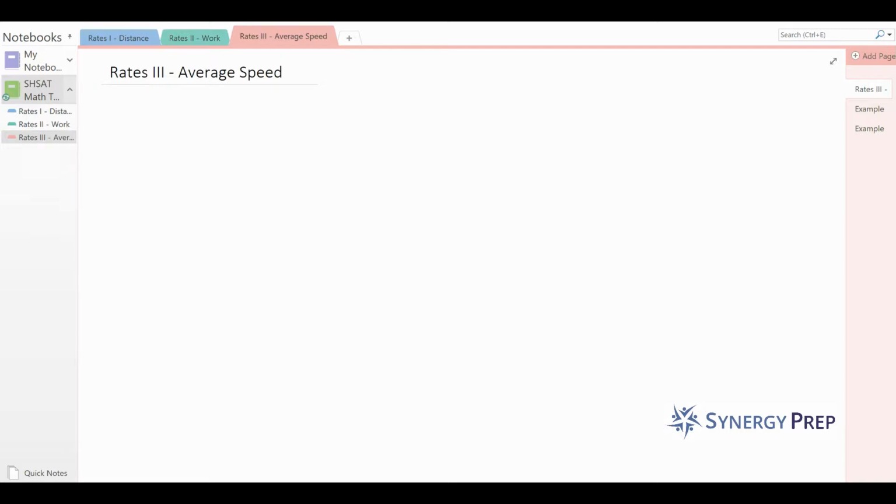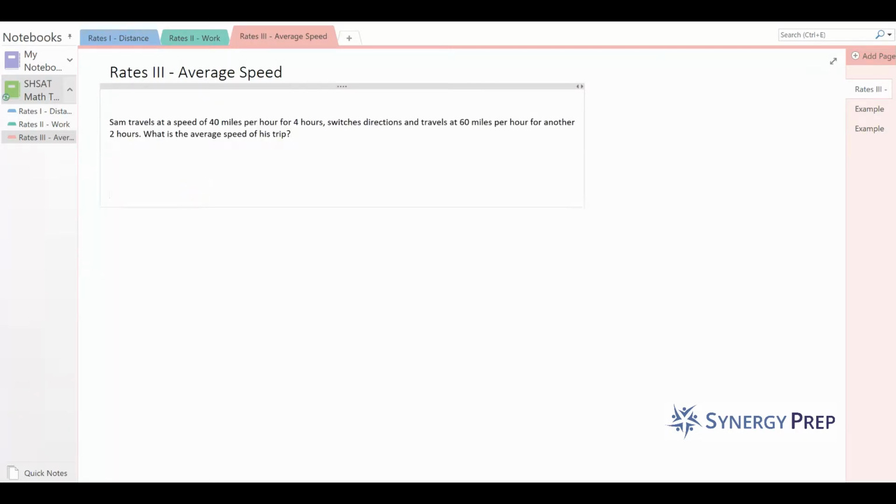Speed. And so average speed is actually a pretty common type of question that's seen on the SHSAT exam, and it's one that a lot of people tend to get wrong as well. So when you think of average, usually you add up a bunch of different numbers and divide by the total number, right? So let's go over a quick example as to how people make a mistake for average speed.